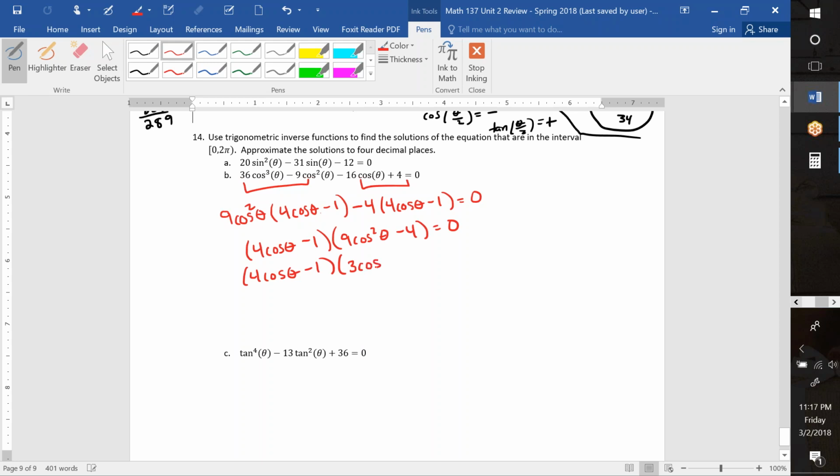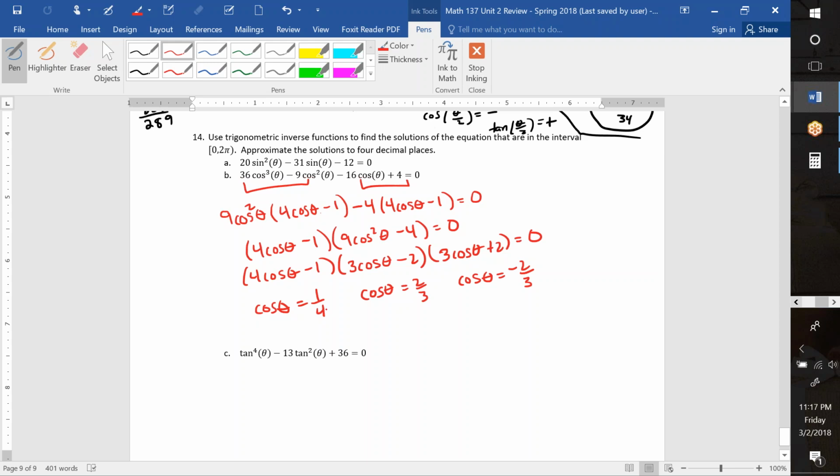That's 3 cosine theta minus 2 and 3 cosine theta plus 2. If you set each of these equal to 0 and solve, you're going to get cosine theta equals 1/4, cosine theta equals 2/3, and cosine theta equals negative 2/3. So subtracting and dividing, or adding and dividing. And none of those are good ratios. They're not 30/60/90 or 45/45/90.